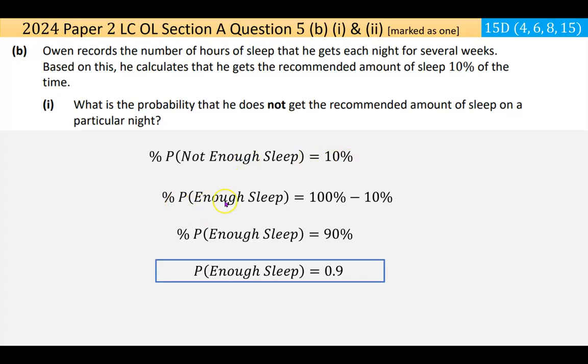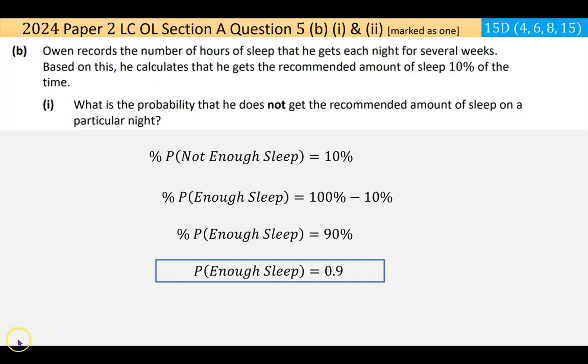Now the percentage probability of not enough sleep is 100% take away 10%. That leaves 90%. Now remember that's a percentage. So in probability terms, we don't use percentages. In effect, we're dividing that 90% by 100 to get the actual number, which is 0.9. So there's a high probability that they're not getting enough sleep on any given night.